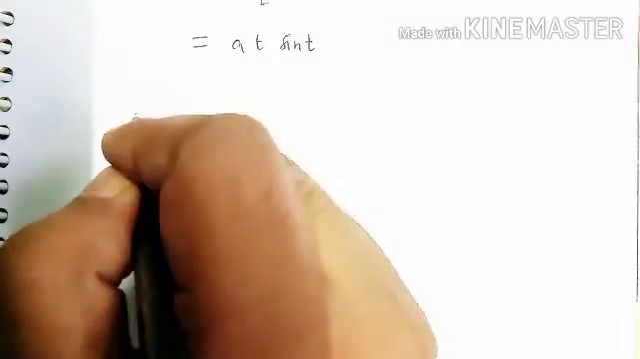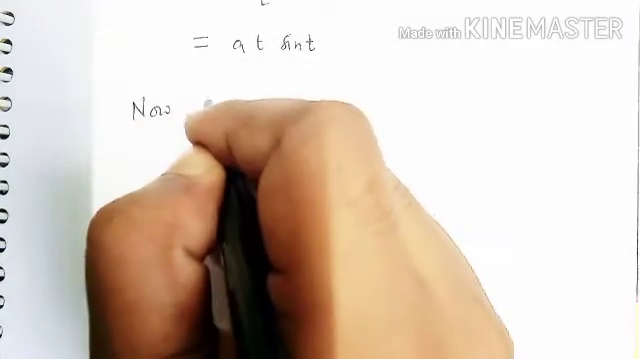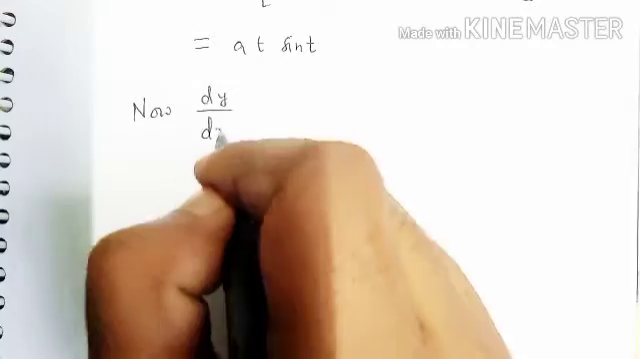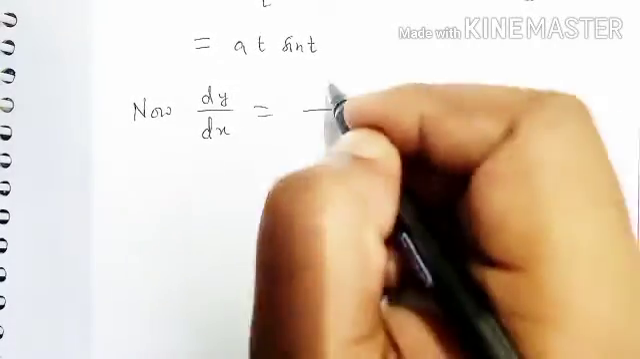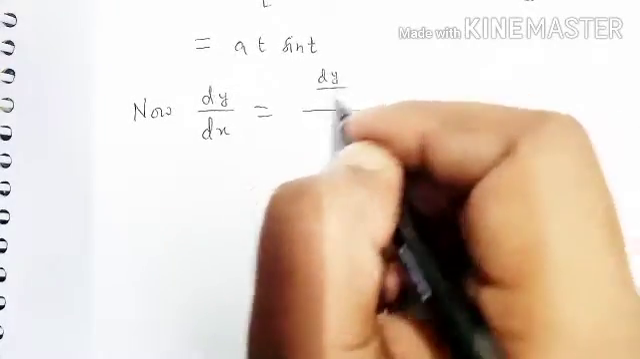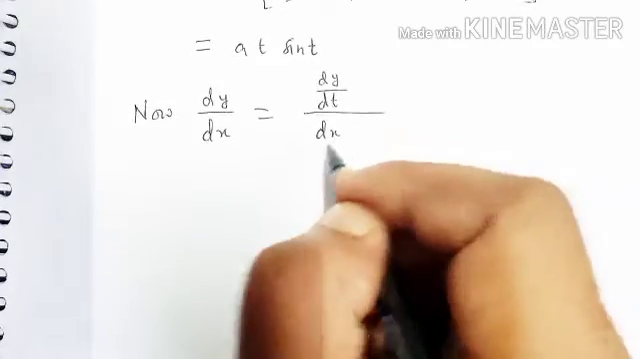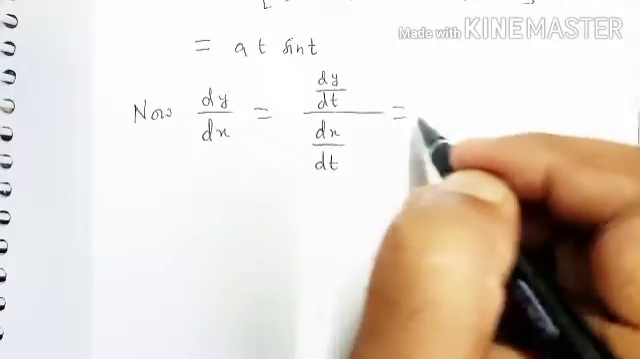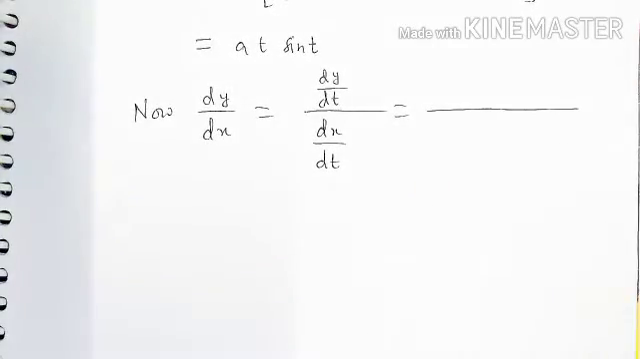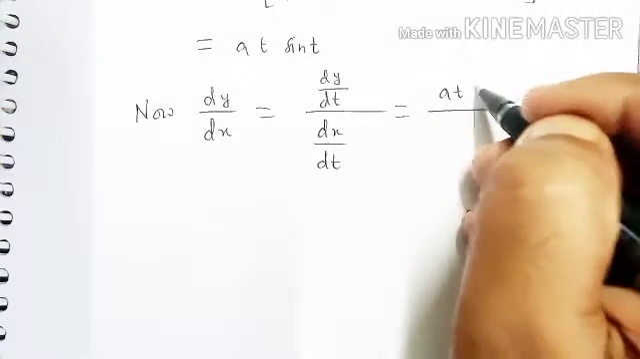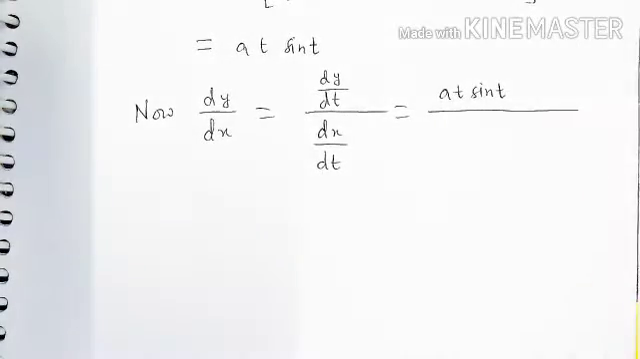Now dy by dx is equal to dy by dt upon dx by dt. Here dy by dt is a t sin t and dx by dt is a t cos t.